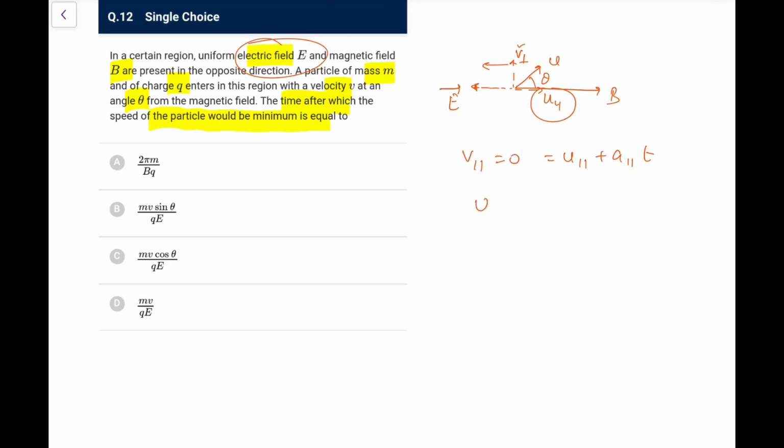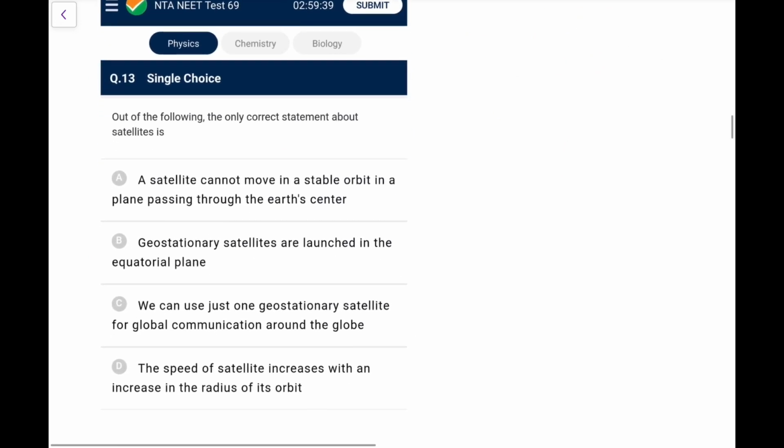So what I can write, V cos theta, and this would be negative, that would be equal to QE by M into T equal to 0. So T equals MV cos theta by QE for sure. So I'll go for option C. Not that tough one, you have to just apply simple logic.